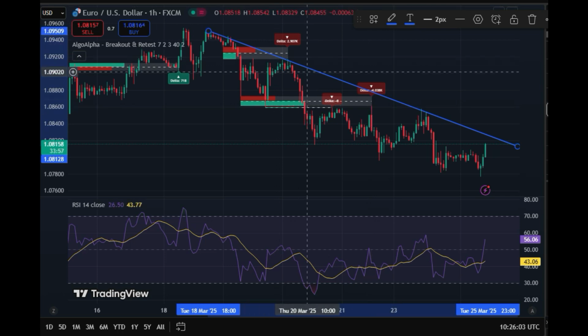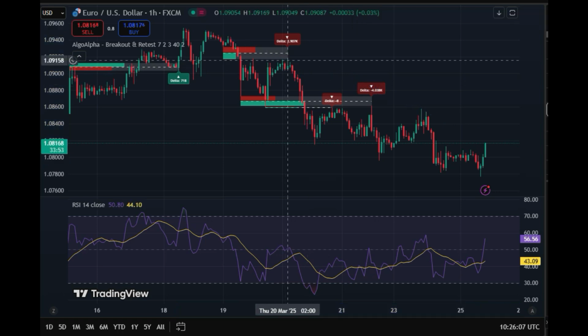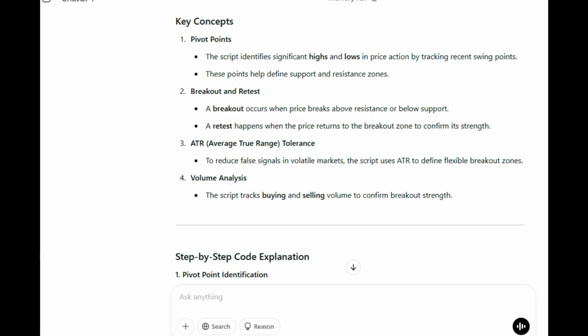Now let me analyze how this indicator works, because you need to know how an indicator works before you start to use it. The key concepts that this indicator uses are pivot points, breakout and retest, average range tolerance, and volume analysis. So, four core things. The first one: the script identifies important highs and lows in price action by tracking recent swing points. These points help define support and resistance zones. Next, this indicator will look for a breakout. A breakout occurs when the price breaks above resistance or below support.